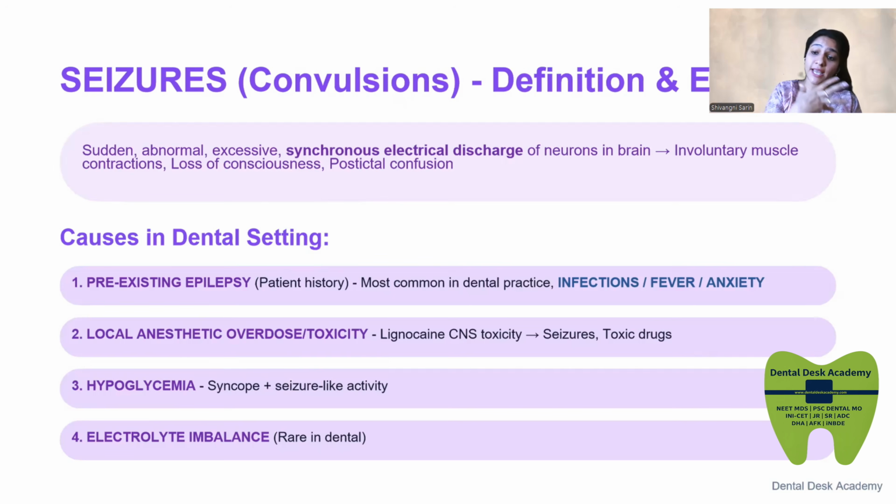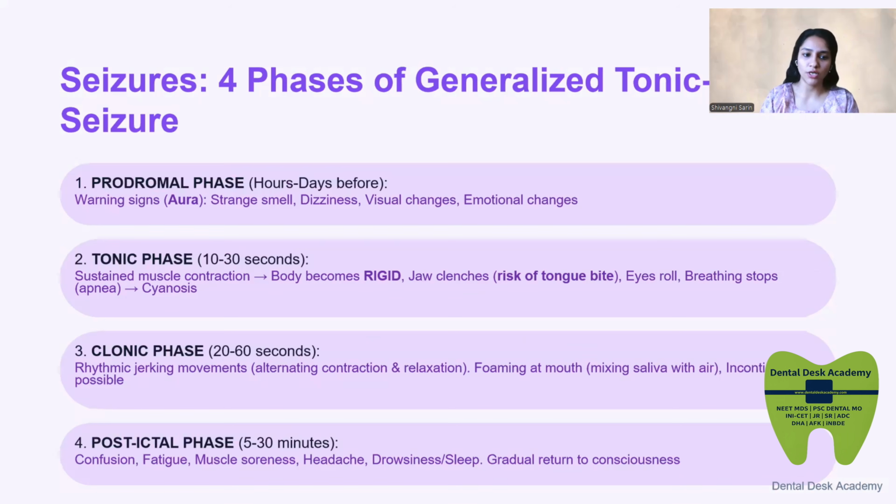Again, a cause can be hypoglycemia. If a patient is hypoglycemic and there is no control, seizure-like activity or even syncope may present. So as I said, hypoglycemia from the previous slide is very important. And again, electrolyte imbalances can also lead to seizure disorder.